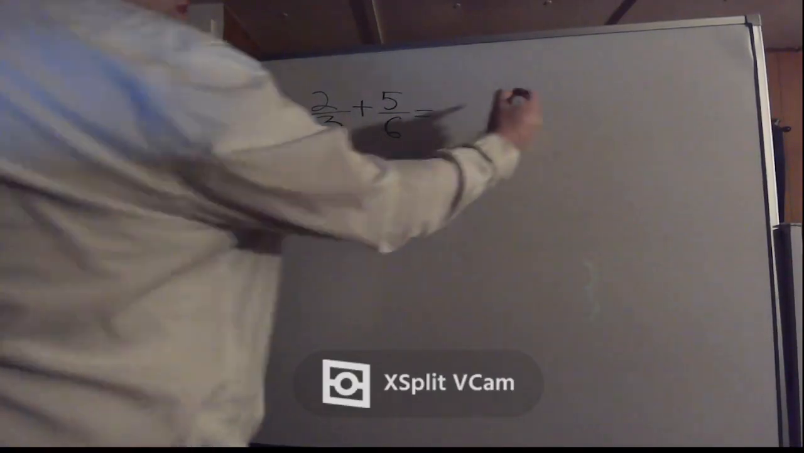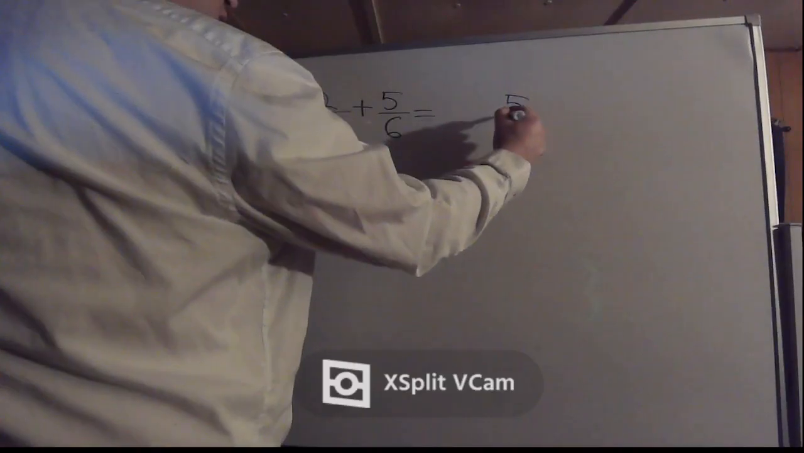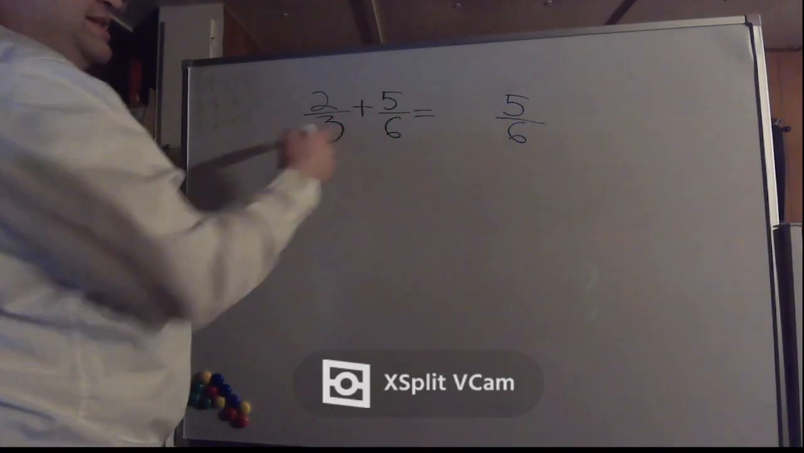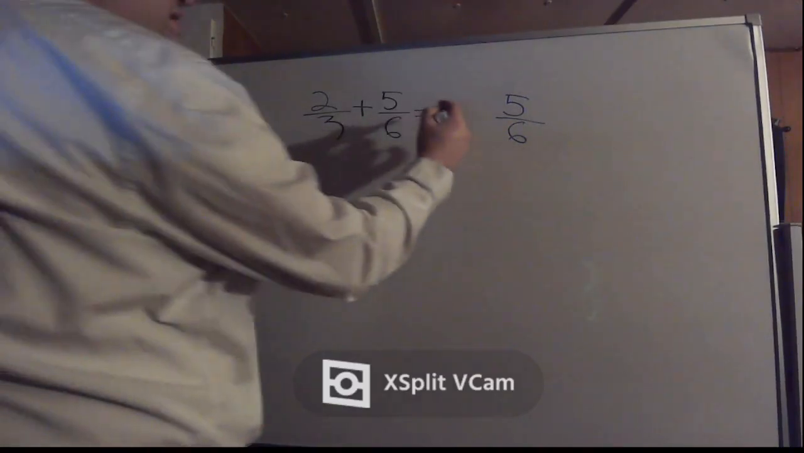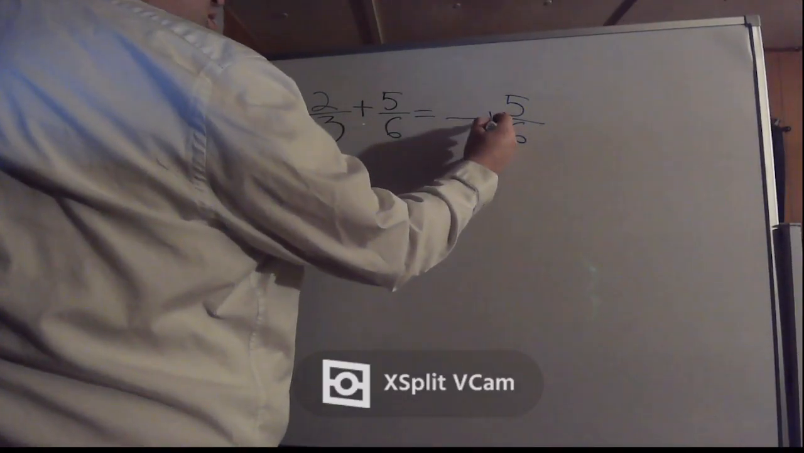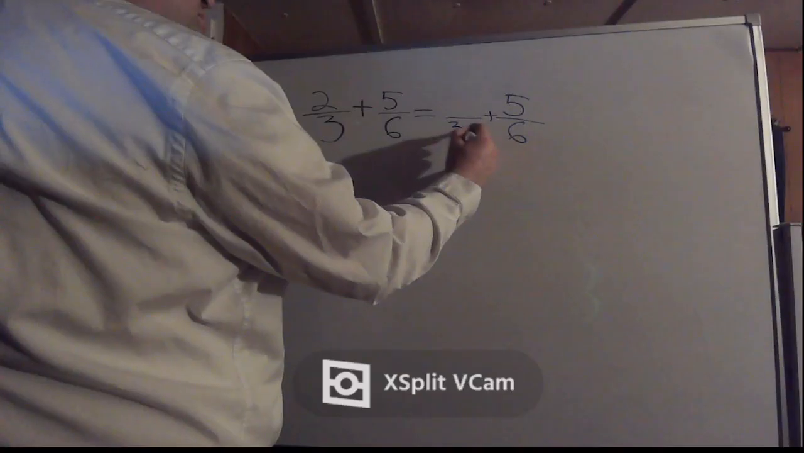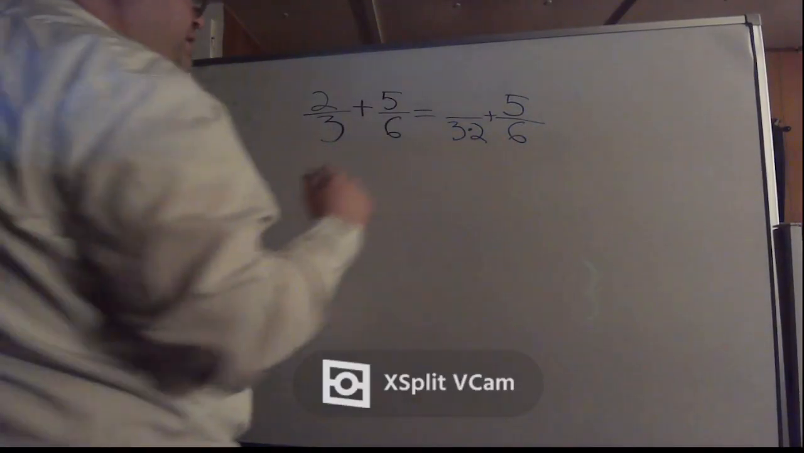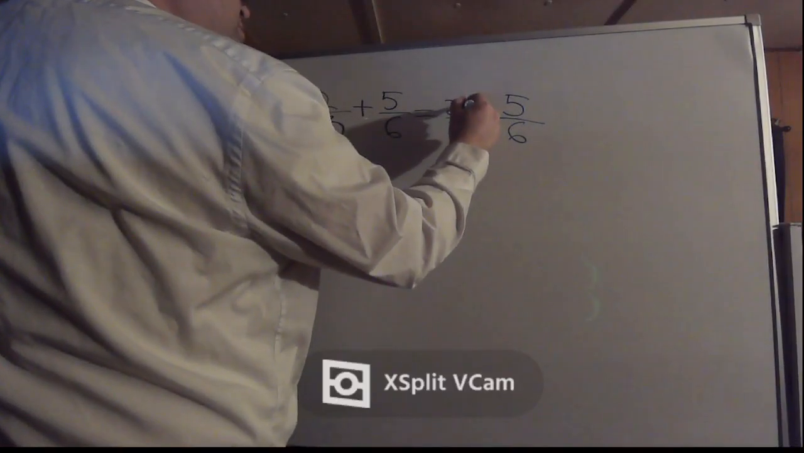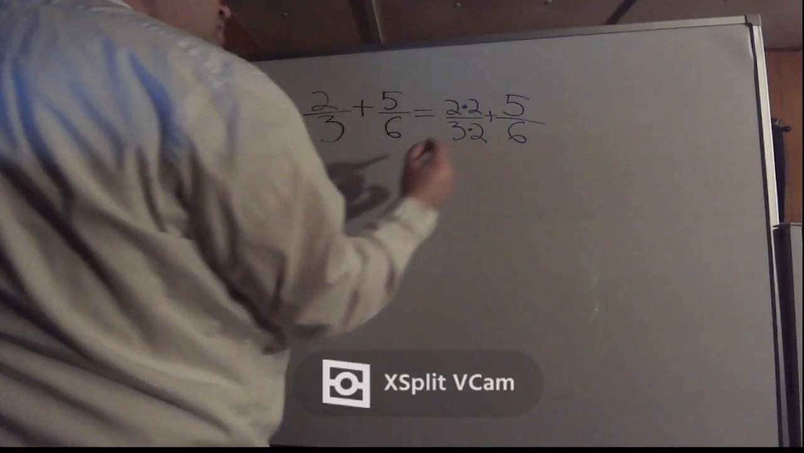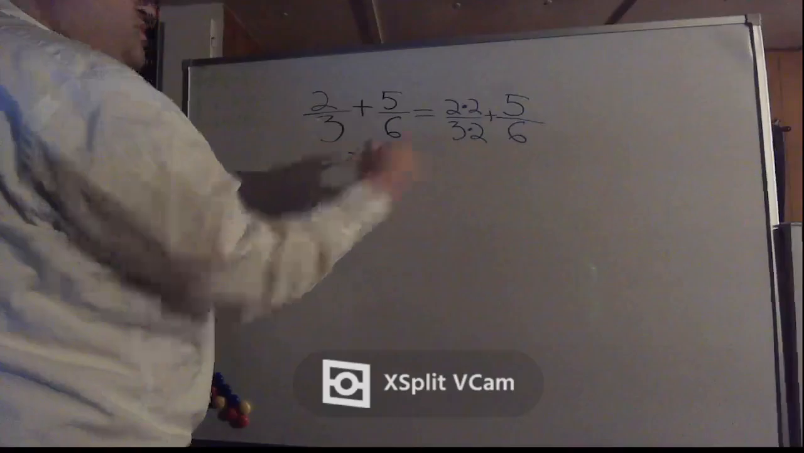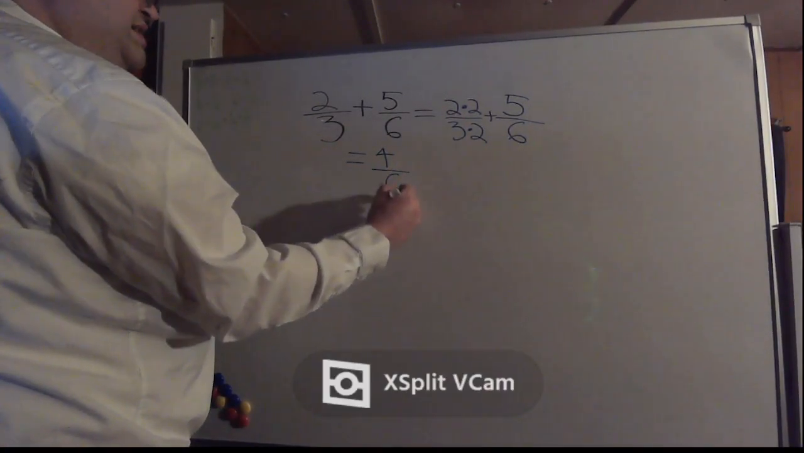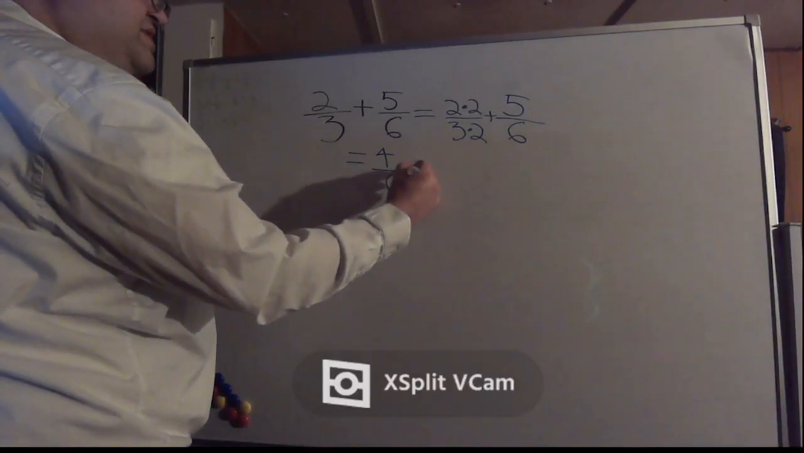So what you're going to do, we know 5/6 already is at the least common multiple. But what about 2/3? We need to make 3 into 6. How do we do that? We multiply 3 by 2. So you'll have 3 times 2. But what you do to the denominator, you must do to the numerator. So you'll have to take that 2 and multiply that by 2 also. So that'll give you 2 times 2 is 4, over 3 times 2, which is 6. That'll give you 4/6 plus 5/6.